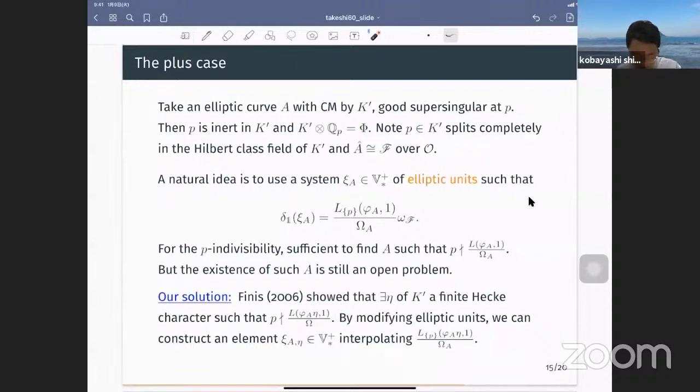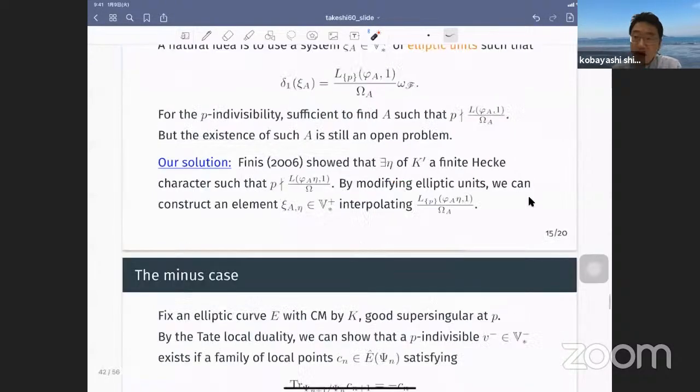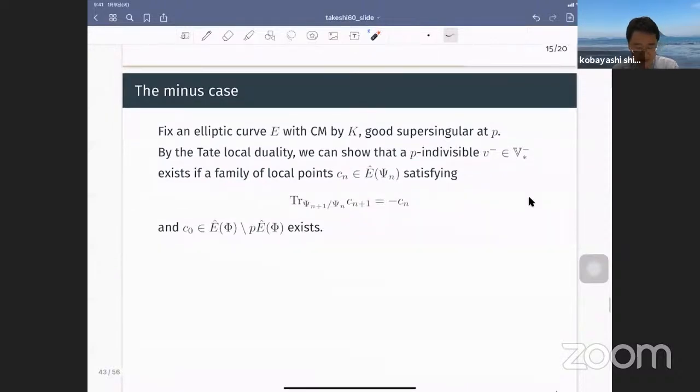So we extend the framework of Rubin a little bit to include the elliptic unit associated to eta, so twist by eta, and then we consider such an element interpolating Finis's L-value. This is a proof of the p-indivisibility result for the plus case. And now I explain the minus case.